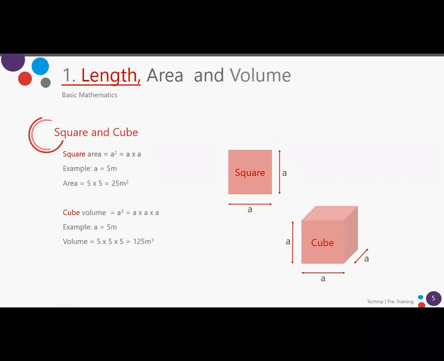The example of a cube with the same length of each side, so 5 meters, and also a cube is characterized by all sides having the same length. So the volume of a cube would be A to the power of 3, or A cubed, which is A multiplied by A multiplied by A. Following the example, the side A is 5 meters. We would have a volume of that cube of 125 cubic meters.